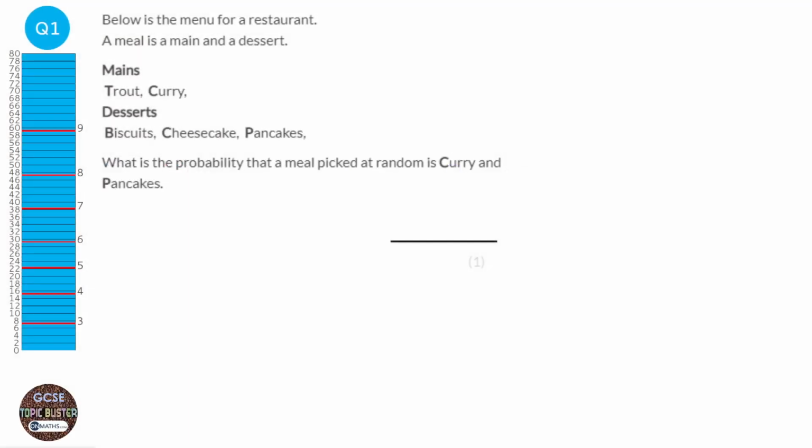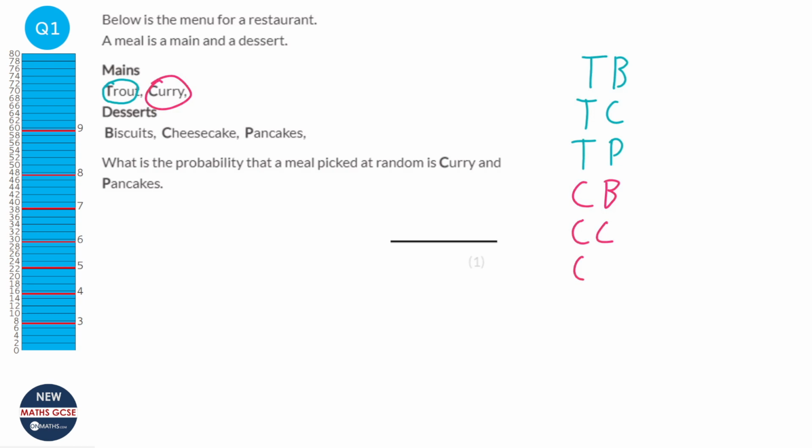I'm going to start by writing out all the outcomes. So I'm going to start with trout. For trout as a main, I could have had biscuits for dessert. Trout as a main, I could have had cheesecake for dessert. Trout as a main, I could have pancakes as a dessert. Then I'm going to move on to a curry for main. So for curry for main, I could have had biscuits, cheesecake, and pancakes.